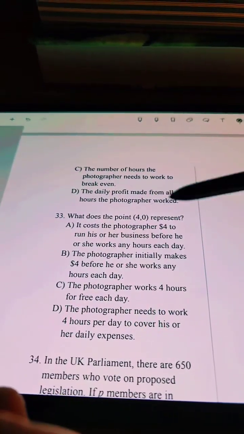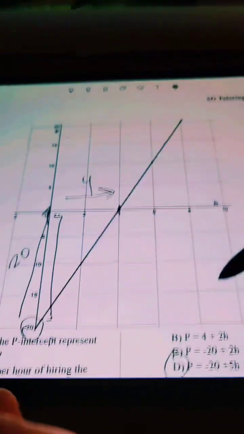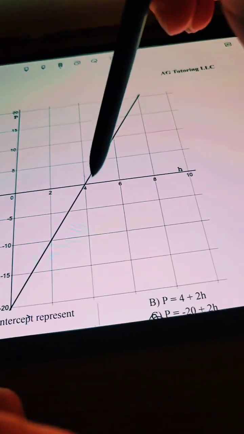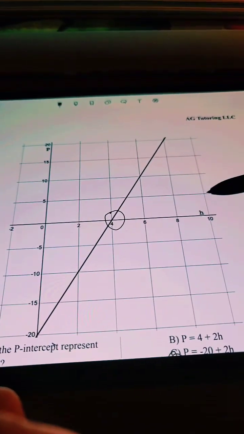What does the point 4, 0 represent? So 4, 0, let's look at where that point is. Let me erase all this other stuff. So 4, 0 is right here. So we want to know, what does that represent? So let's think in units.